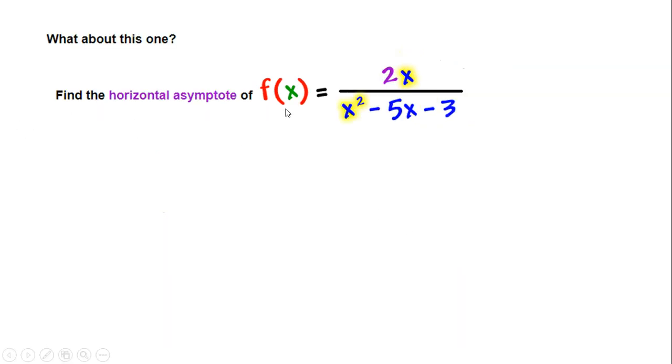Okay, now I have the rational function 2x over x squared minus 5x minus 3. Again, in order to figure out the horizontal asymptote, I have to focus on the leading term of each side. 2x is the only term on the numerator side, so this will work as the leading term. So the degree of the leading term from the numerator is 1. Then the degree of the leading term from the denominator is 2. So 1 on top, 2 on the bottom. Then we can figure it's the case of bottom heavy.